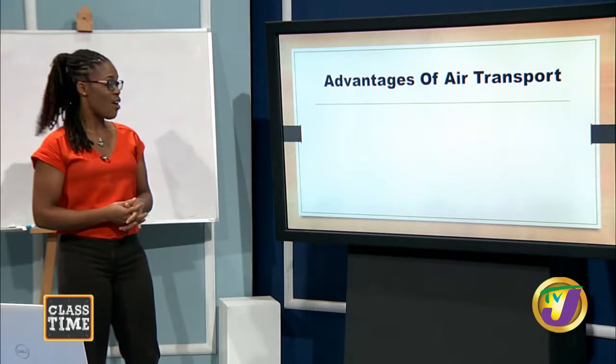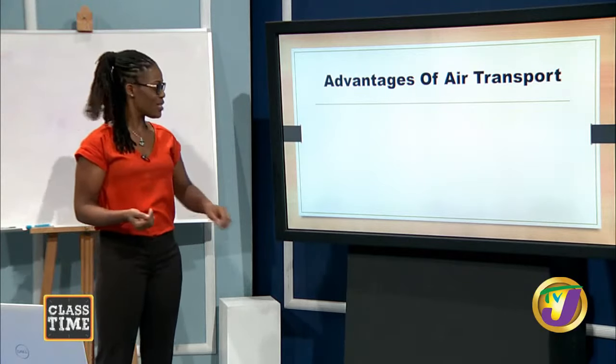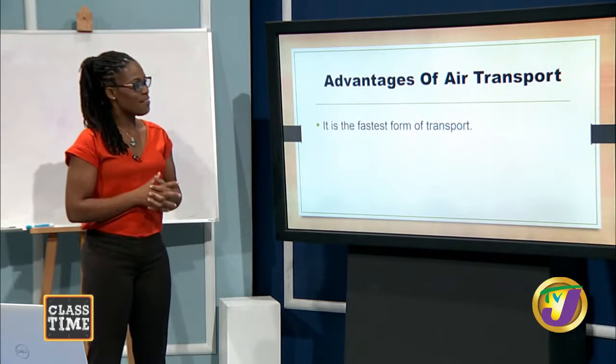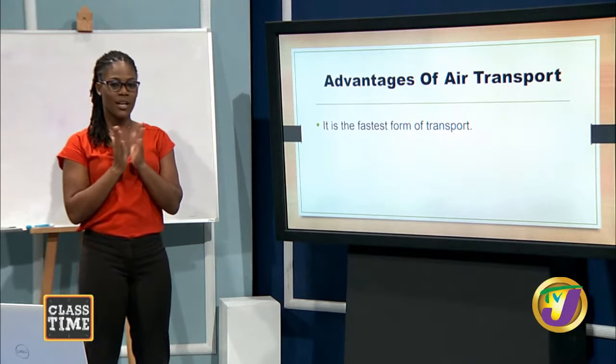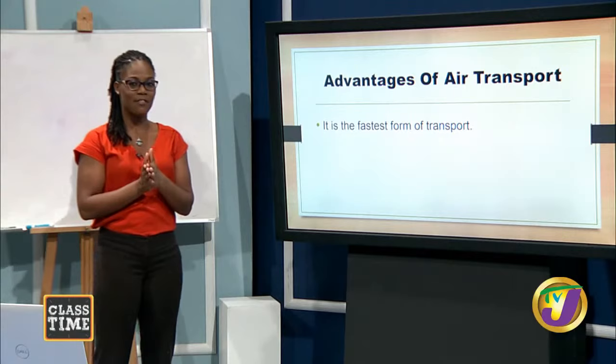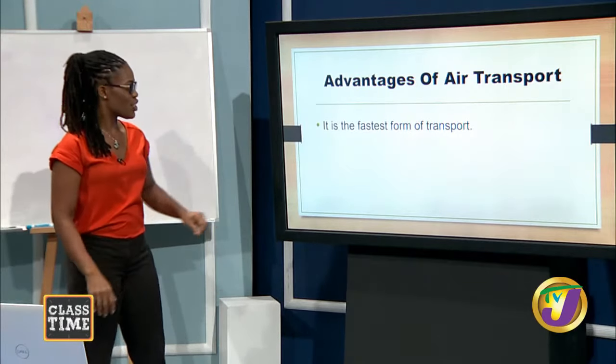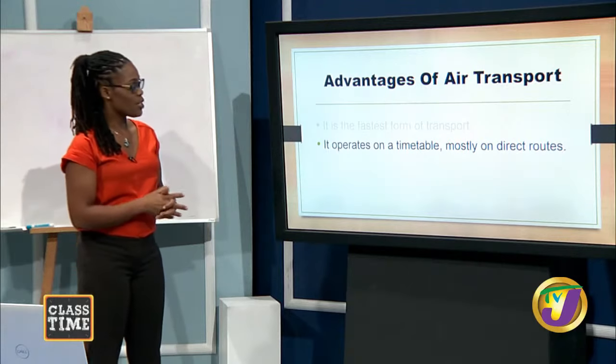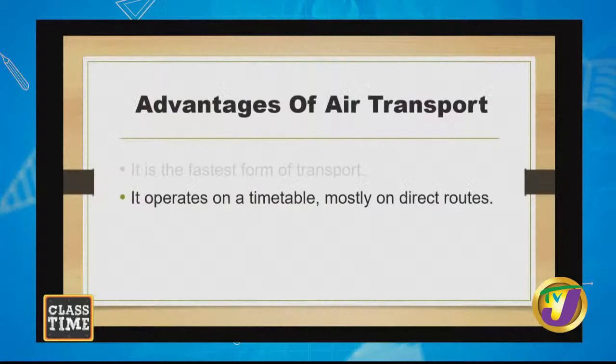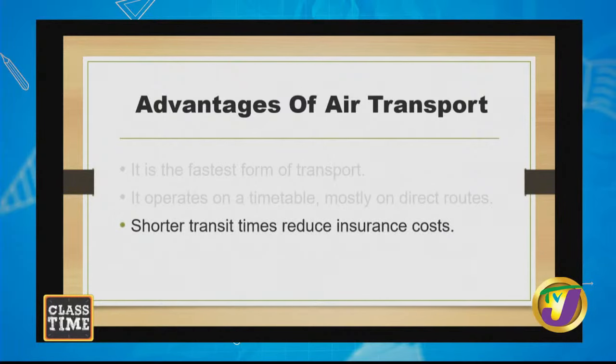What are the advantages of using air transportation? Think about it. Now, it is the fastest form of transport. So you're talking about speed, you're talking about on-time arrival, you want to think about air transportation. Fastest form of transport. It operates on a timetable, mostly on direct routes. So it's predictable. You can give an estimated time of arrival or an estimated time of departure. Shorter transit times reduce insurance cost. So basically, the insurance cost will be dependent on the distance that you're traveling.